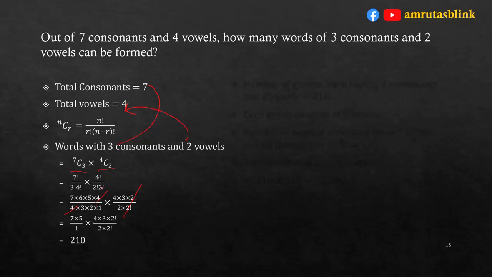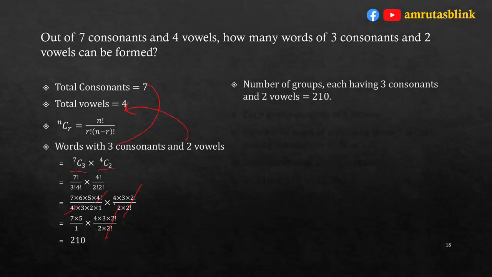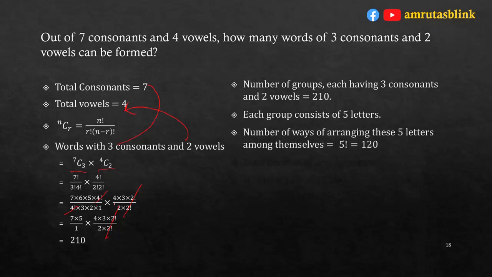So ultimately 7 into 5 into 4 into 3 upon 2 is equal to 210. So there are 210 ways of selection. Now in order to form the word, we need to arrange these 210 letters. Now in how many total places are there? 5. That is 3 consonants and 2 vowels. That means we have 5 places and 5 letters. So number of ways of arranging these 5 letters is 5 factorial, and we know that 5 factorial is 120.